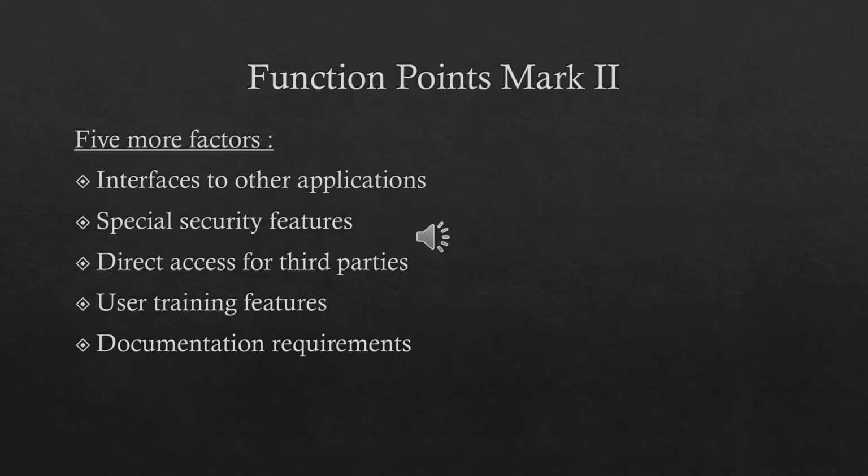Function point Mark II follows the Albert method in recognizing that one system delivering the same functionality as another might be more difficult to implement because of additional technical requirements.